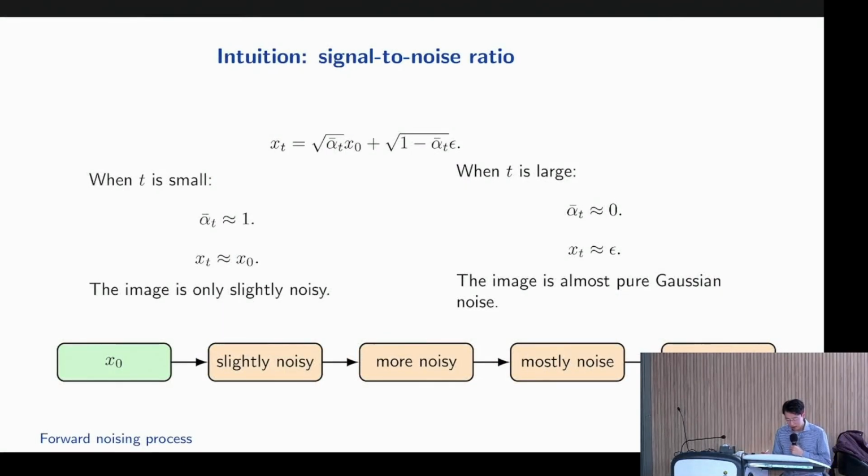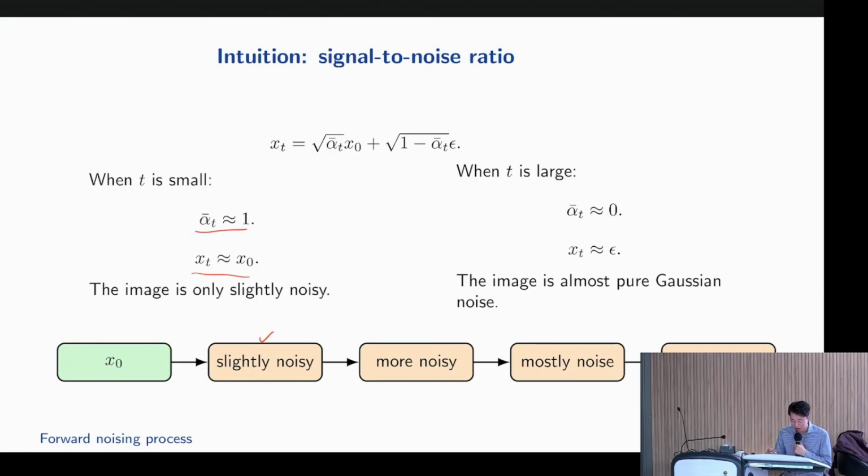Okay, so the intuition is you start from clean image x0, you apply t steps of noising, and when t is small, as you can see, alpha t bar, like I said, is defined as multiplication of all the previous alphas. It's going to be close to 1. So the mean is not going to be shrunken that much, and correspondingly xt is going to be close to the original clean image. So the image is very slightly noisier when t is small.